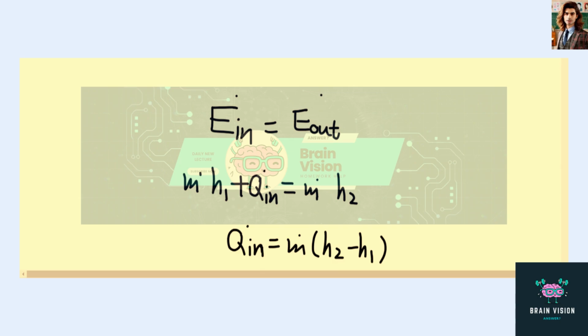Okay, so we know the rate of internal energy change is equal to 0 in this case. So therefore, we have E dot in is equal to E dot out. If we expand it, we have M dot H1 plus Q dot in is equal to M dot H2.